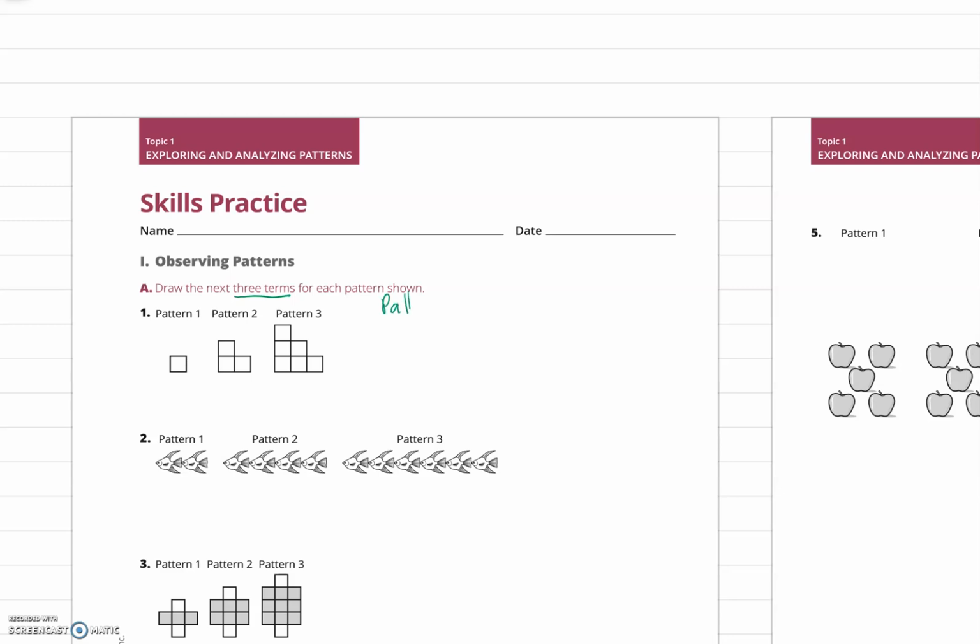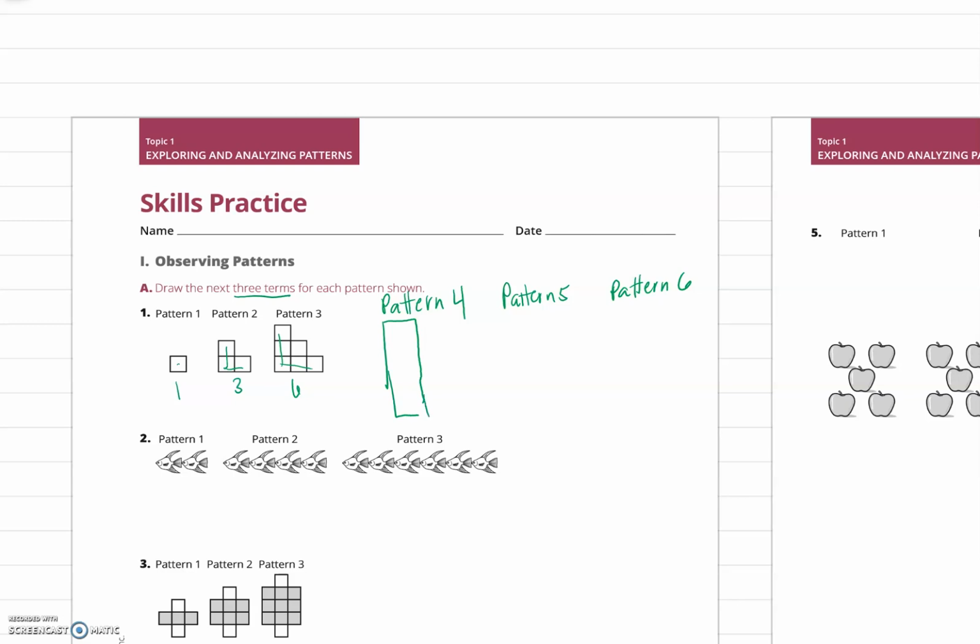So we need to draw pattern 4, pattern 5, and pattern 6. All right, so if we look here, we start with 1 box, we go to 3 boxes, and then we have 6 boxes. And notice we keep that corner one, and it branches out, and it branches out a little further.